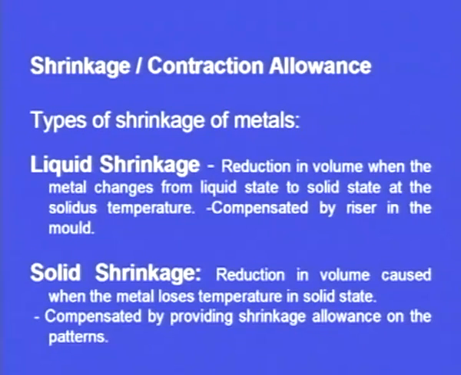Shrinkage allowance, this is also known as contraction allowance. What is this shrinkage allowance? When we make a casting, during solidification, it undergoes shrinkage. If we want a particular size, and if we make the pattern exactly the size of the required casting, then during pouring and solidification, the metal solidifies and undergoes shrinkage. Finally, after solidification, the size of the casting will be smaller than the expected size. The size of the casting will be smaller than the size of the pattern.